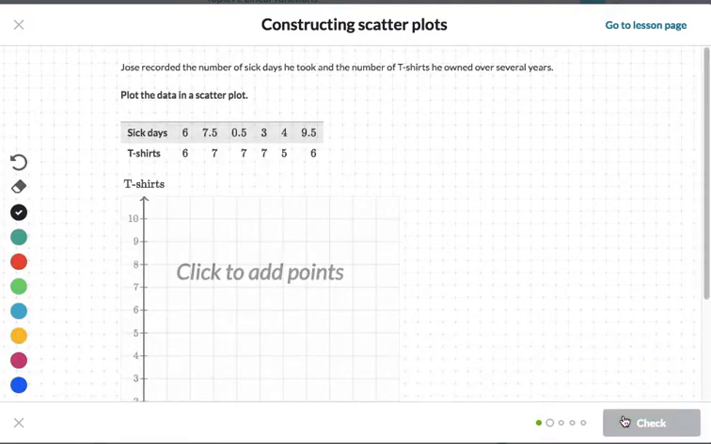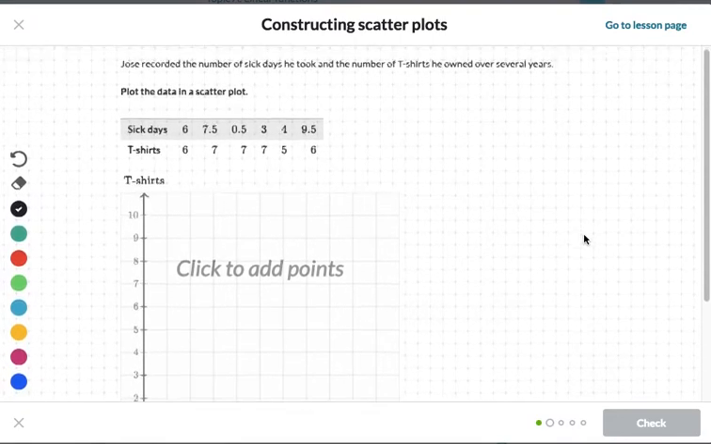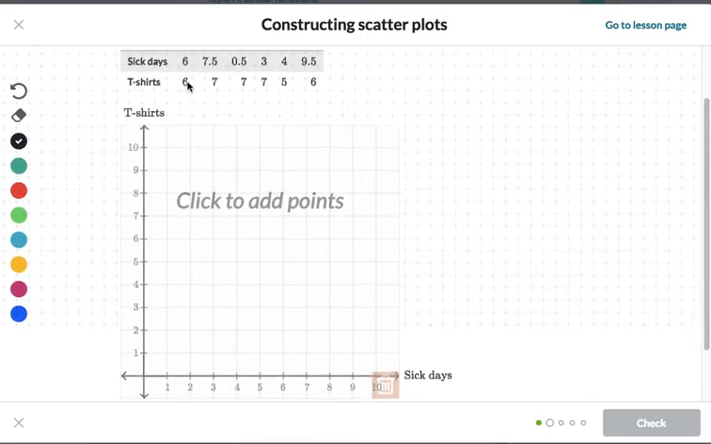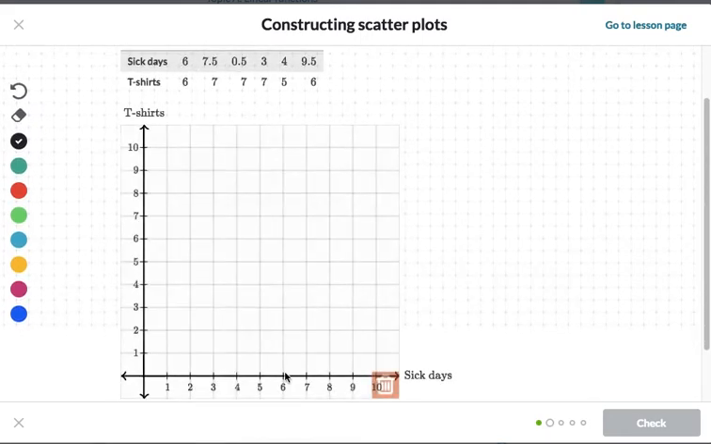Let's take a look at a few more, and I think this should be pretty straightforward for you to work on in your own time. So number of sick days and the number of t-shirts he owned over several years. There's probably no relation between these two, but the number of sick days and the number of t-shirts he took. So looking at the data here, sick days and t-shirts. All we've got to do is plot each of them.